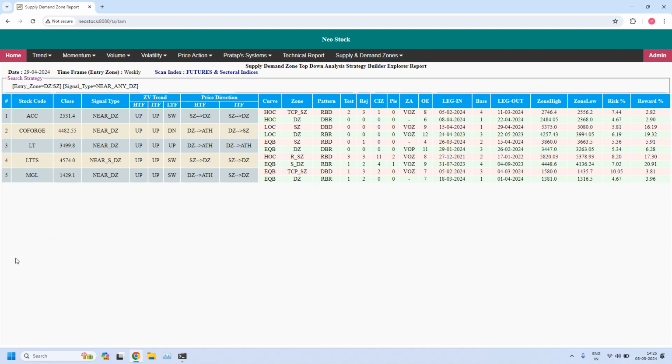I'll be giving you only a few seconds and then move on to the next report. You can pause the video and study all the columns. If required, you can also draw the zones in your charts using the timestamps provided at leg in and leg out, and also the number of base candles.